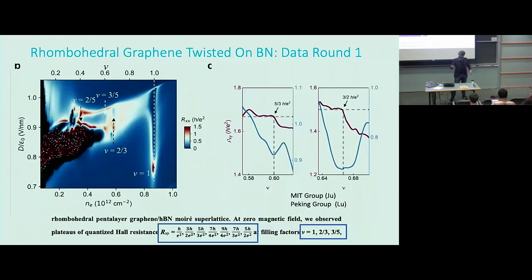Now, in the last 3 minutes, I hope, Andrei, thank you so much, I'm going to show some results on rhombohedral graphene. So these are the data round 1. Now, of course, there's round 2 of data, and the jury's still out on how to explain that. But basically, round 2 has some fractions, and this was found by 2 groups now, the Long group at MIT, and Xu's group at Peking.